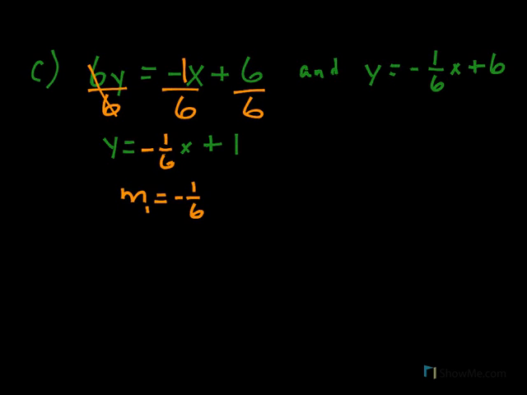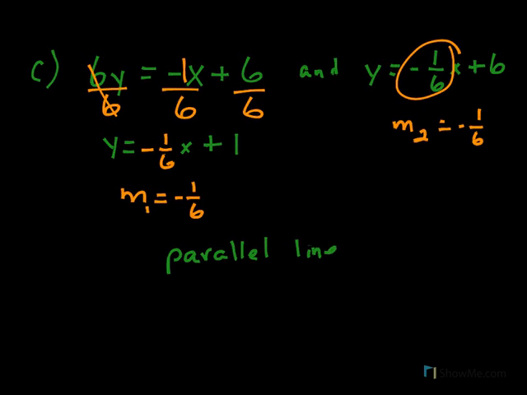Do I have a slope for the second line? Oh, I can see it right away. It's right there. The slope of my second line is negative 1 over 6. Look at that. They are the same slope. They're both negative 1 over 6. That means these must be parallel lines. So that's how you can identify.